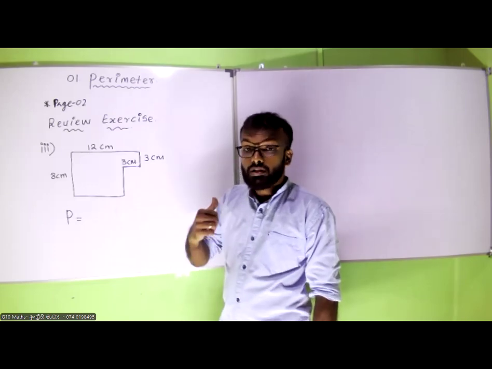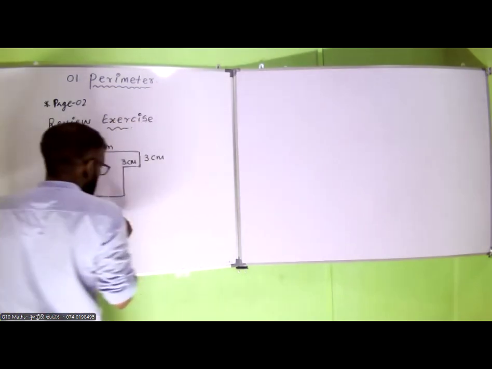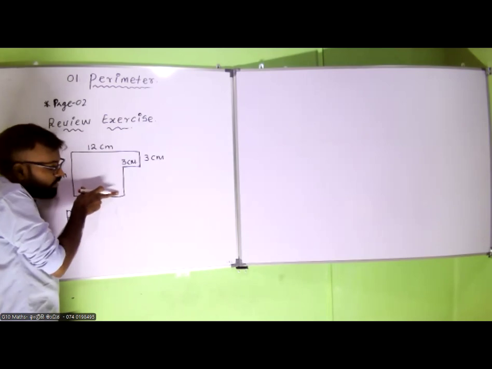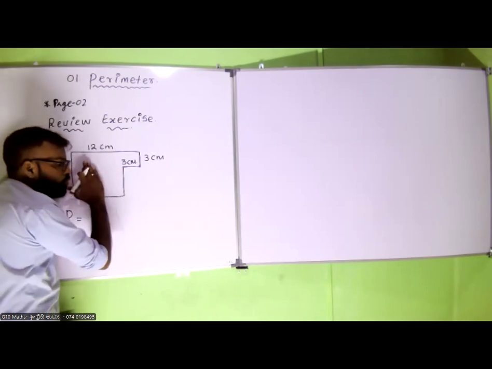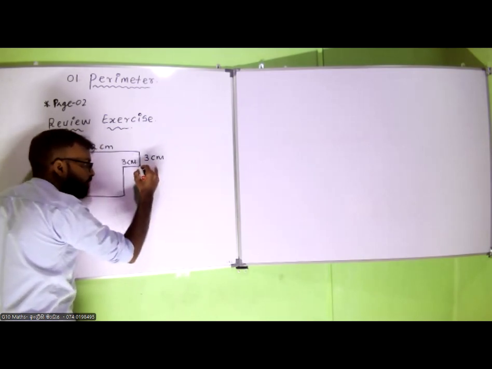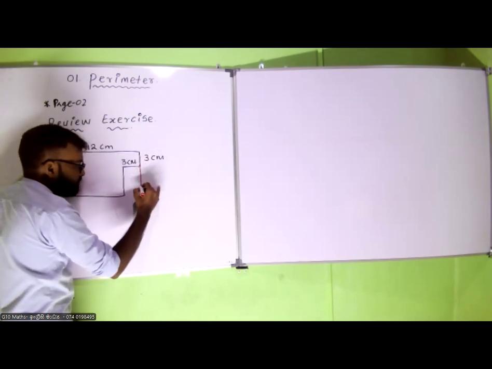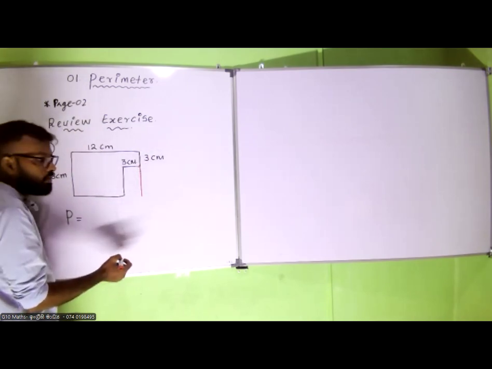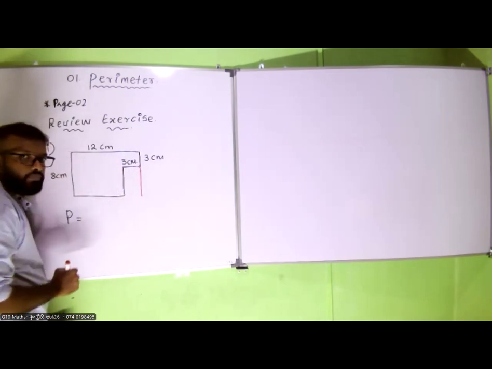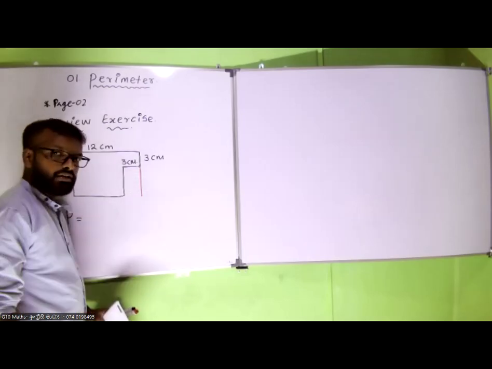Now I will draw something like this. Now look at the board and focus on the board. Here we have a vertical line. I will move this vertical line to here. This vertical line has been moved to here. So this is the red line.